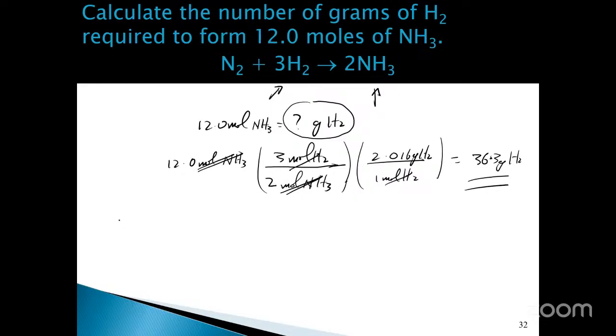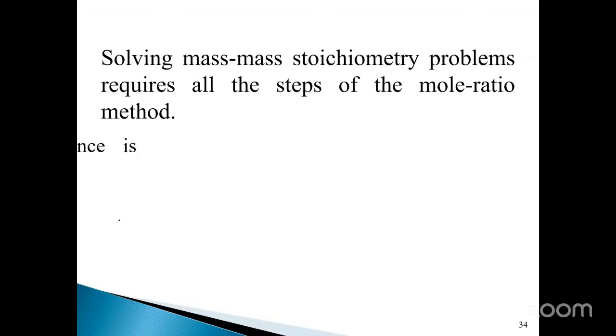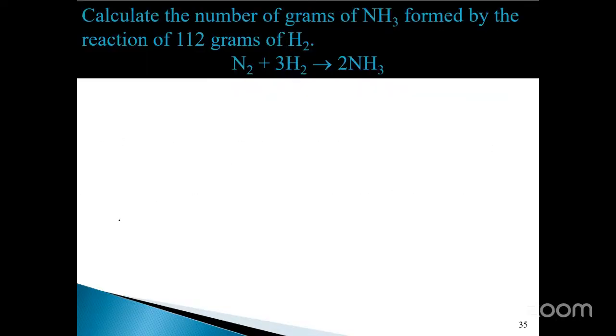Okay, any questions about this example? All right, now we're going to step up the level of difficulty a bit, because the examples that we have looked at are where we went from moles to mass or mass to moles. In this case, we're going to go from mass to mass. So let me go straight to the example, again with the same ammonia production equation. This time they gave you 112 grams of hydrogen and you're asked to determine the grams of ammonia, right?